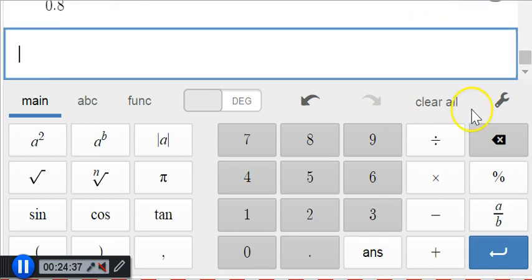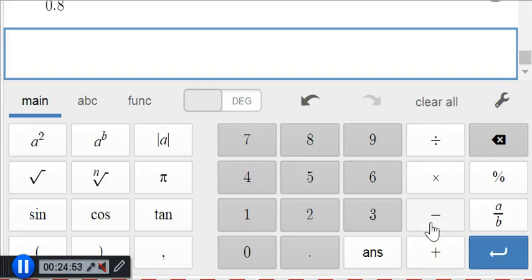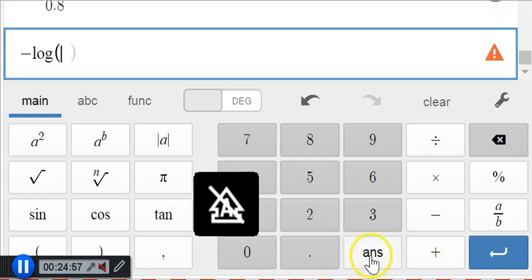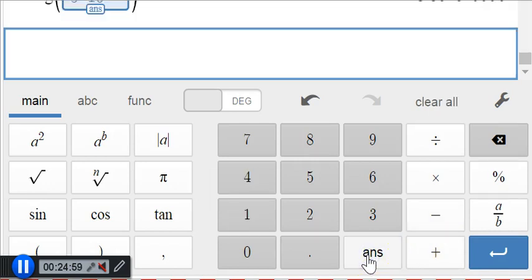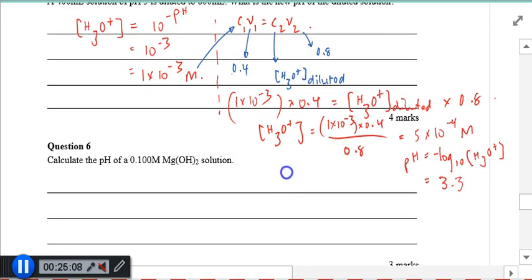Okay, so that's 5 times 10 to negative 4. So pH is going to be equal to negative log 10 of that, 5 times 10 to negative 4, which is 3.3. Okay, pretty standard.